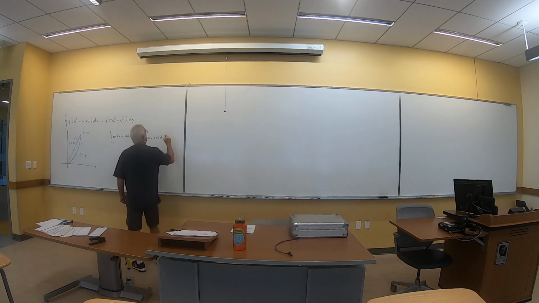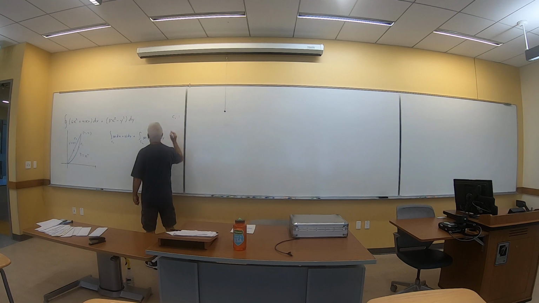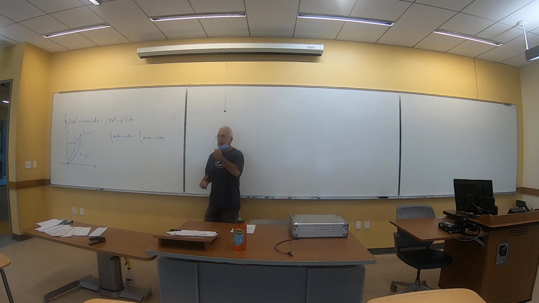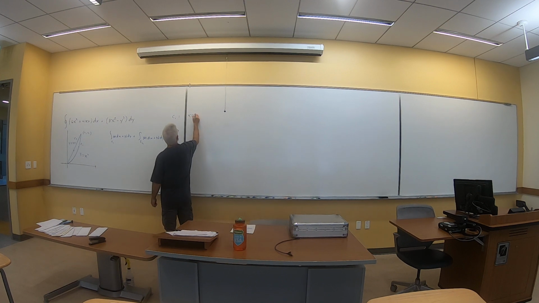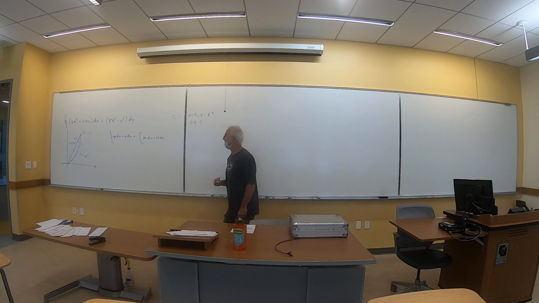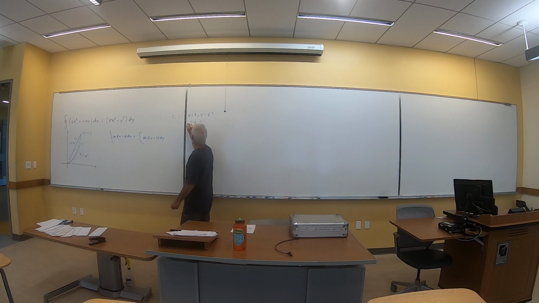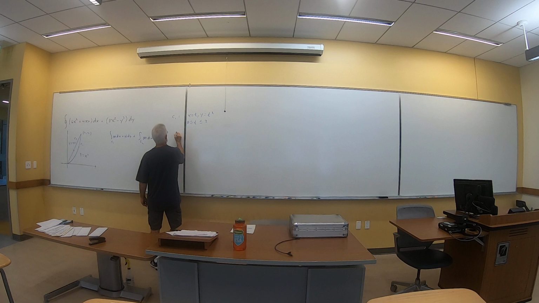So let's start with the first one. On C1, what parameterization would you like to use? Again, I wrote y as a function of x. That makes it a little bit easier, right? So we'll say let x equal t, let y equal t squared. And t will range from what to what? 0 to 2. If x is t, then I look at the x coordinates, so 0 to 2. If y were t, then it would be 0 to 4.